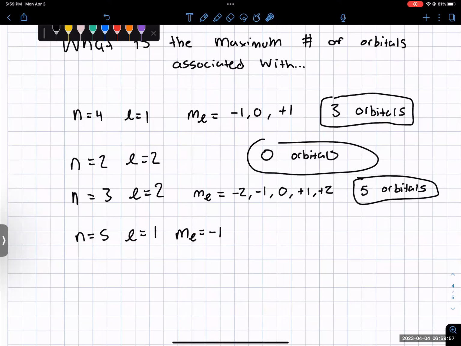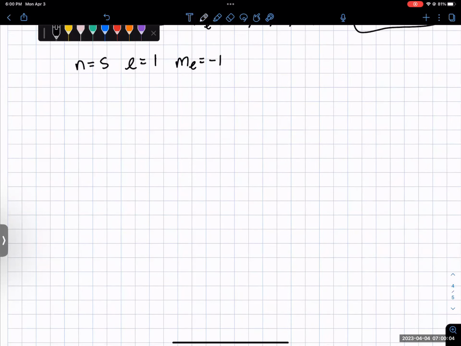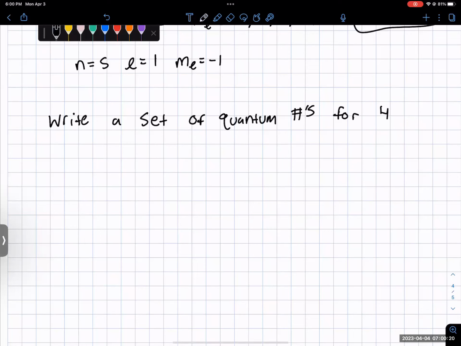Let's see, if there are no questions, I want to go to the next question. So write a set of quantum numbers. This will be the last one we do today. For an f orbital.